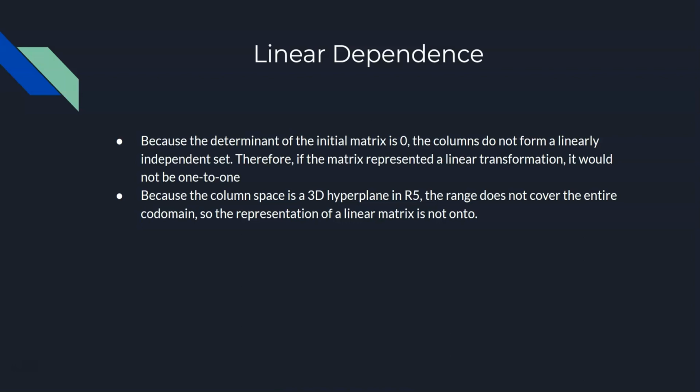So next, because the determinant of the initial matrix is 0, the columns do not form a linearly independent set, and this will be described more on the next slide about the big theorem. Because the columns don't form a linearly independent set, that means that if the matrix was represented as a linear transformation, it would not be 1-to-1. And because the column space is a 3D hyperplane in R5, the range does not cover the entire codomain, so the representation of the linear matrix is not onto. So it's not onto, and it's not 1-to-1.